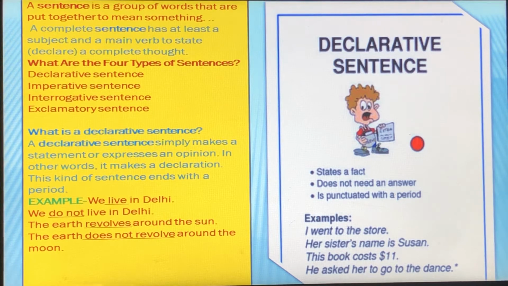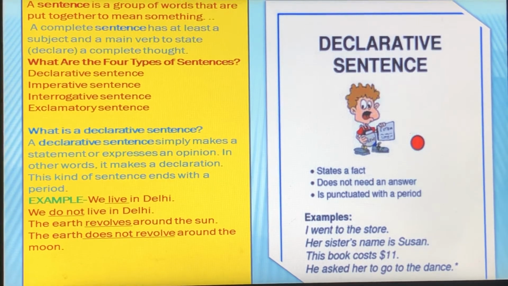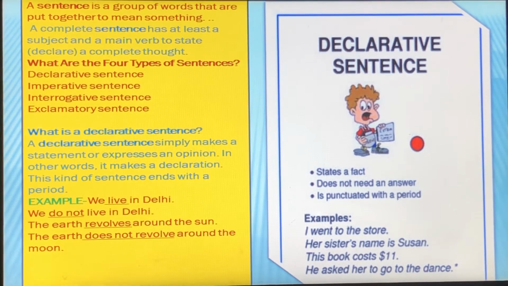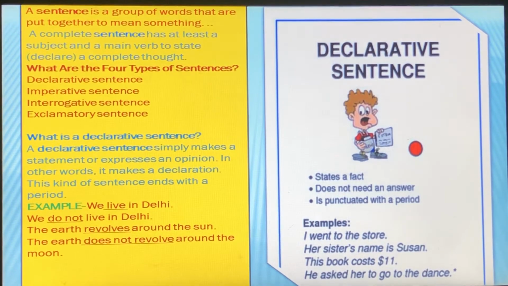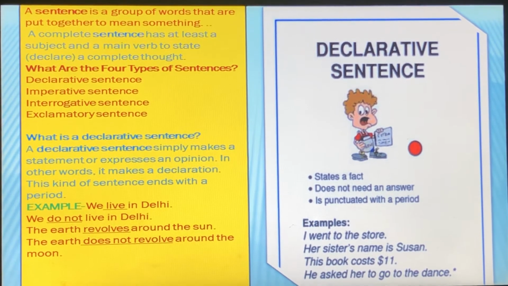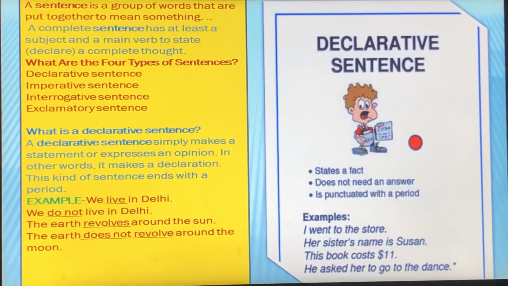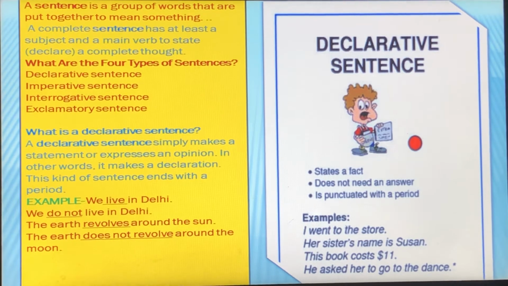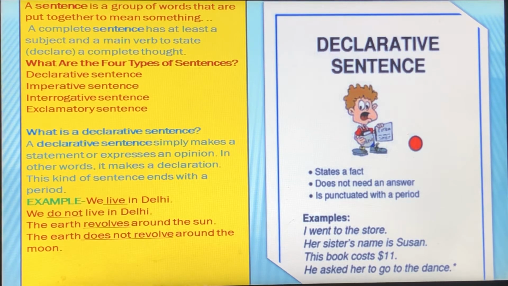Declarative sentences may be positive or negative statements. Example, we live in Delhi is a positive statement. We do not live in Delhi is a negative statement. The earth revolves around the sun is a positive sentence or a statement. The earth does not revolve around the moon is a negative statement. So here we can find out that when not is coming, it is negative, and when it is favorable, it is a positive sentence.